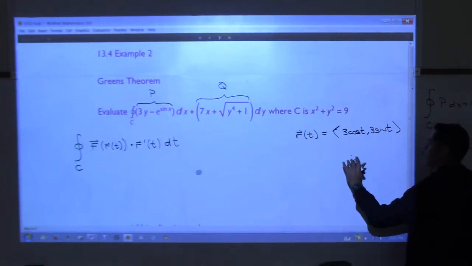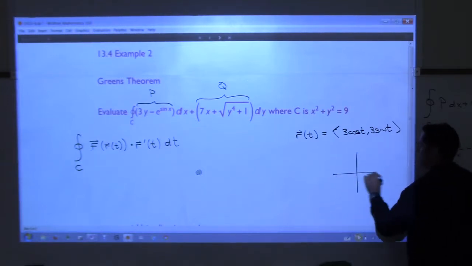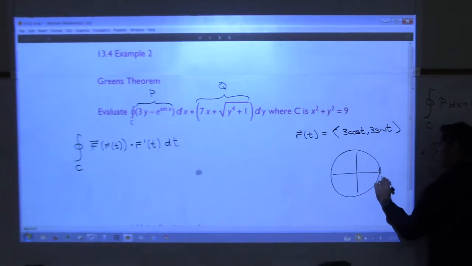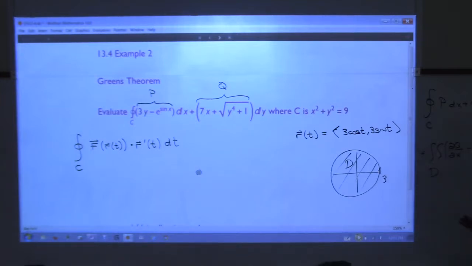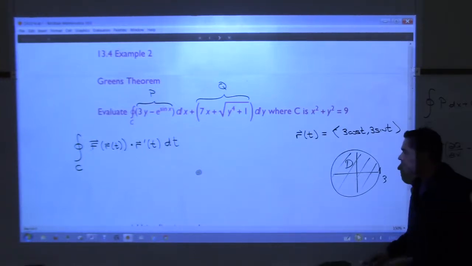Okay, so instead of this, let's look at the region D. Nice little circle. That's a nice region, right? We like that. That's a polar region. We can define that very nicely. So let's convert this over to a double integral using Green's theorem.